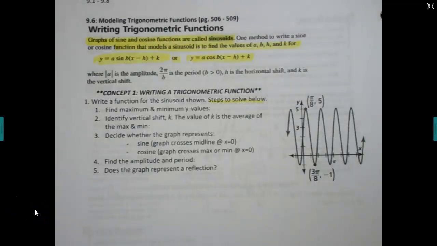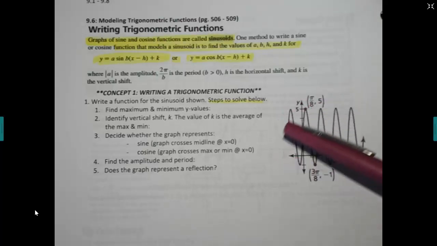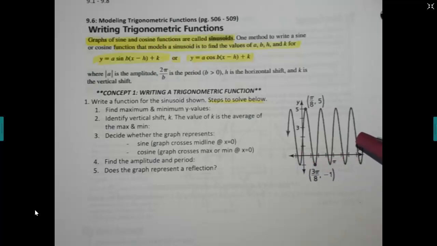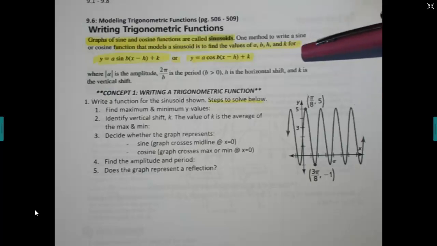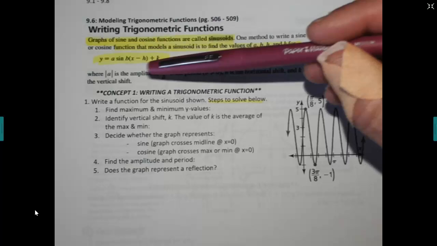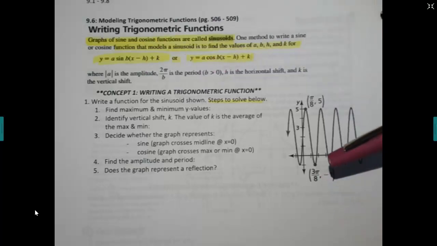Okay, 9.6 modeling trig functions. This is on page 506 to 509 in your textbook. Modeling trig functions. What we're going to do today is pull the equation from the graph over here on the right. So we're going to have to determine if it's sine or cosine, and then we're going to have to find the values of a, b, h, and k and plug it into the function.